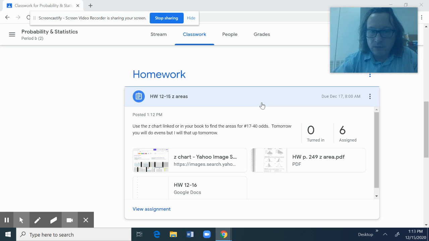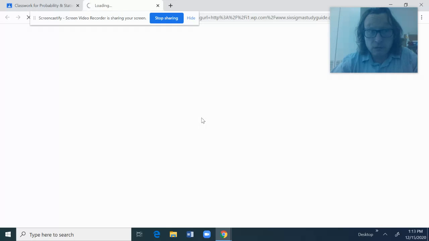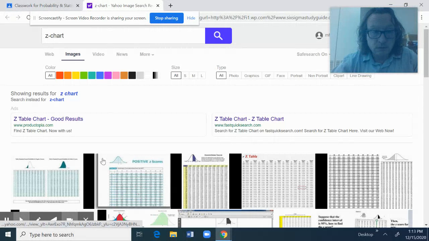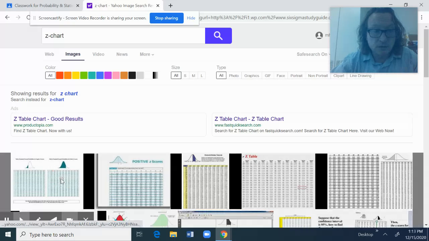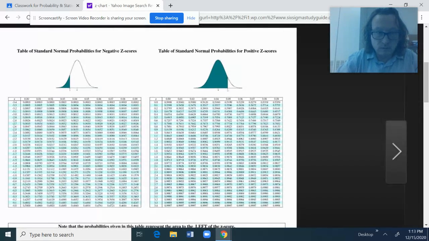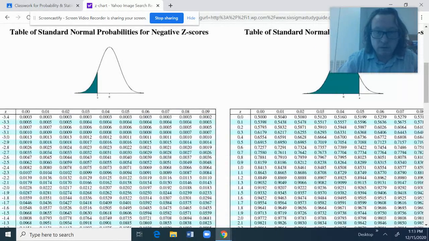So a little bit of help on your homework. Here's your homework from Google Classroom. You have a Z chart, so we're going to be using this to get the answers. We talked about this. There's also one in your book. Use this one with the two. And I will open it up if I can. There. So we can see my answers a little bit better here.